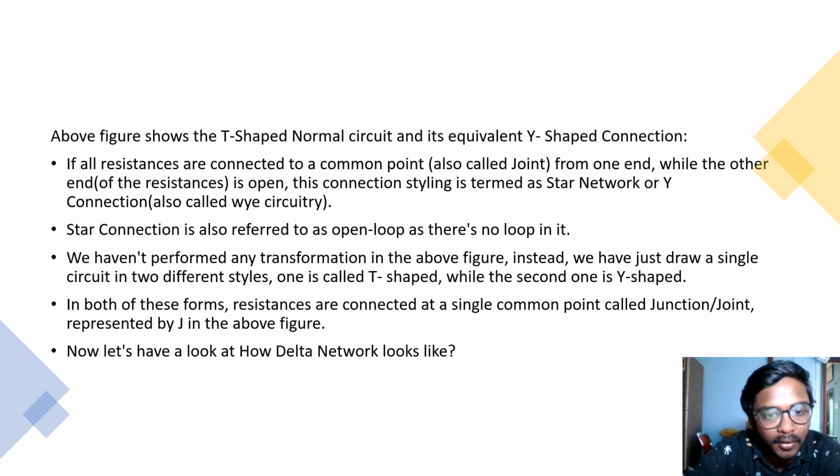We have not performed any transformation in the above figure. Instead, we have just drawn a single circuit in two different styles. One is called T-shaped while the second one is Y-shaped. In both of these forms, resistors are connected at a single common point called the junction joint, represented by J in the above figure. Now let's have a look at how a delta network looks like.